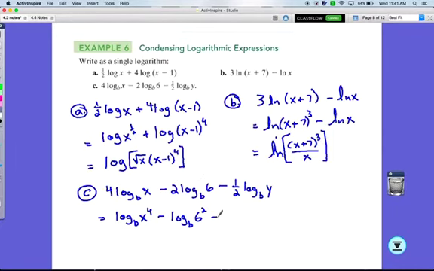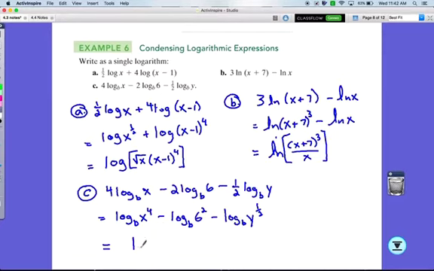minus log base b of y to the 1/2 power. So powers first. All right, now I see subtraction. I actually see 2 subtractions. Okay, and so kind of a shortcut here, if you see a subtraction to subtraction, whatever has the minus in front of it is going to go on the bottom.